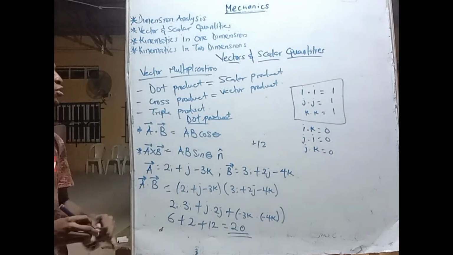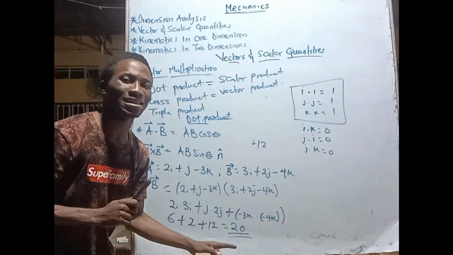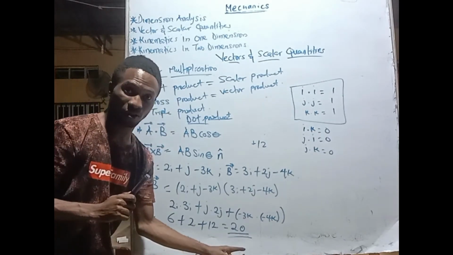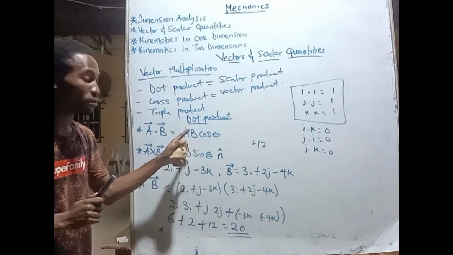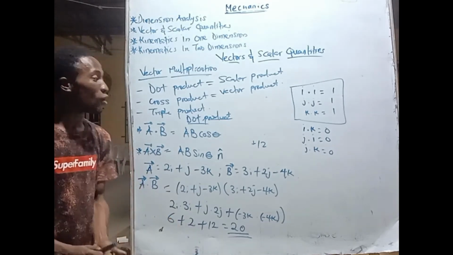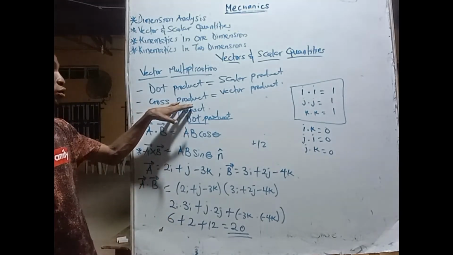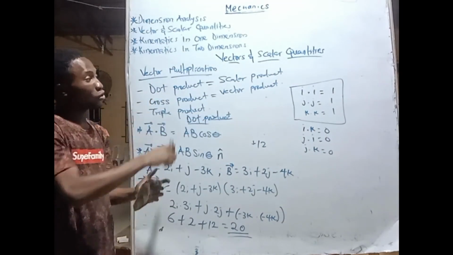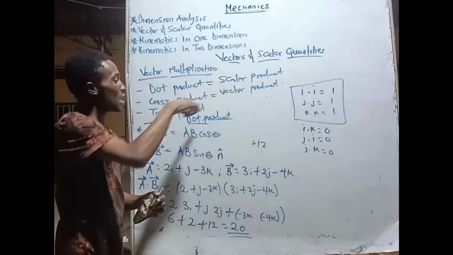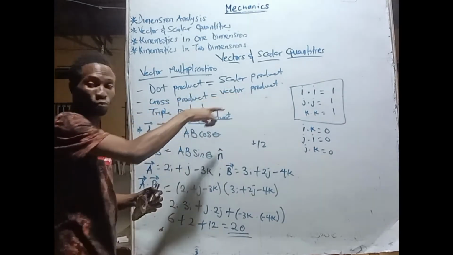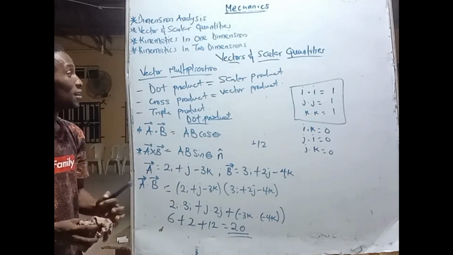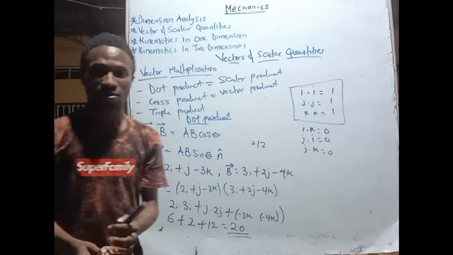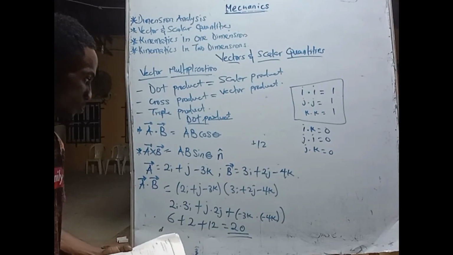Note, for every dot product, you must get a scalar result. But for every cross product, you must get a vector result. That is why dot product is a scalar product, and cross product is a vector product. Hope you follow through. Alright, thank you. See you in the next example.